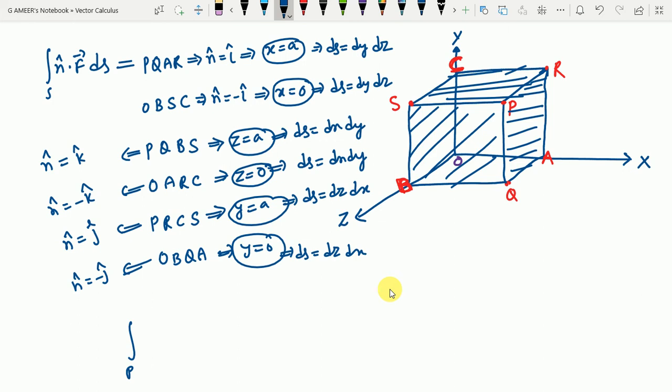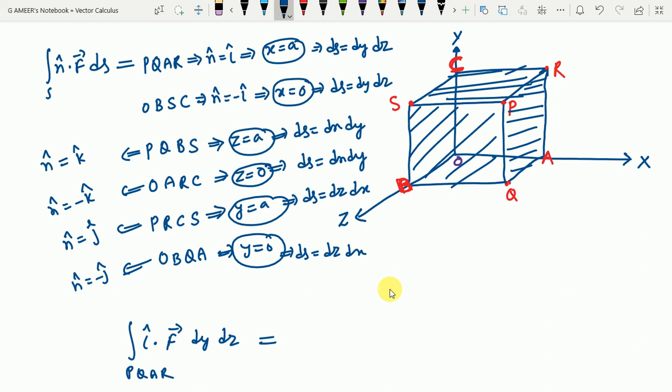So then PQAR, integration for PQAR. So n cap will be i cap here. So i cap dot f ds will be here dy dz. When I am performing the integration, dot product i dot f, only the i component contributes here.